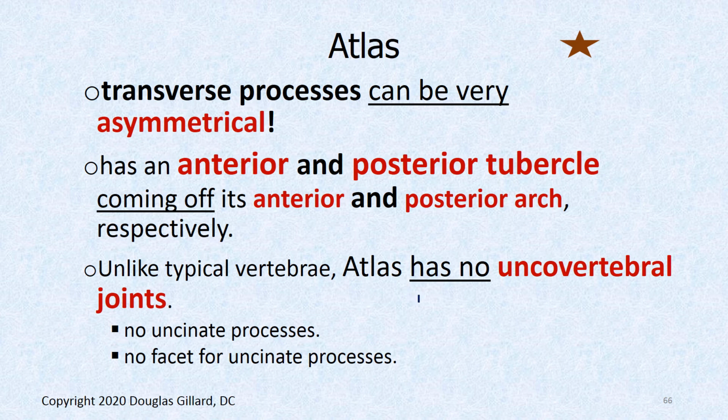Now, unlike typical vertebrae like C4, C5, 6, 7, C1 and C2 don't have uncovertebral joints. So there are no Luschka joints between C1 and C2 and C1 and the occiput. So that's another good, easy board question. No uncovertebral joints, no uncinate processes.